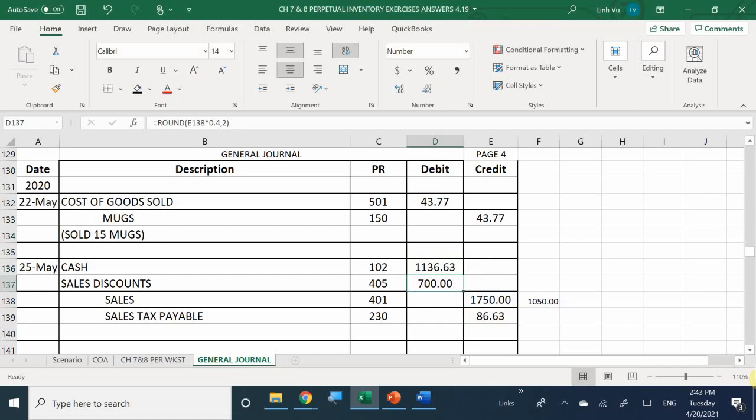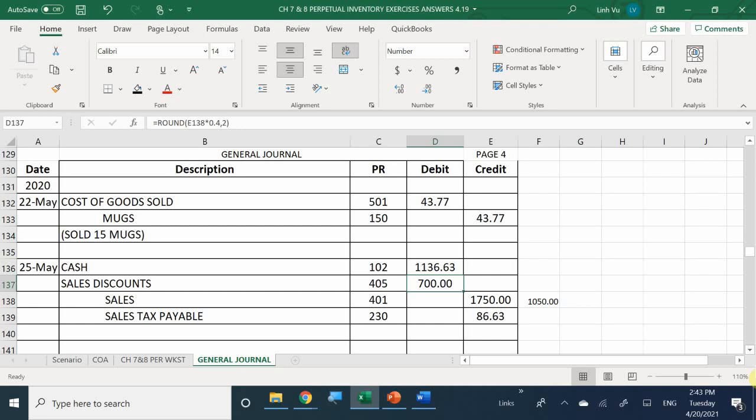1136.63. So if you guys remember the whole debits must match your credits rule, you could do that. What I did was I just added the 750 plus the 8636 and subtracted out the 700. You get the same answer too.